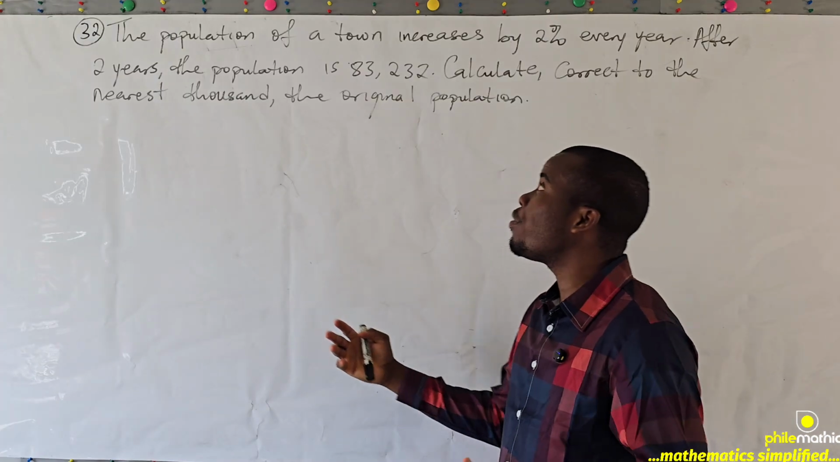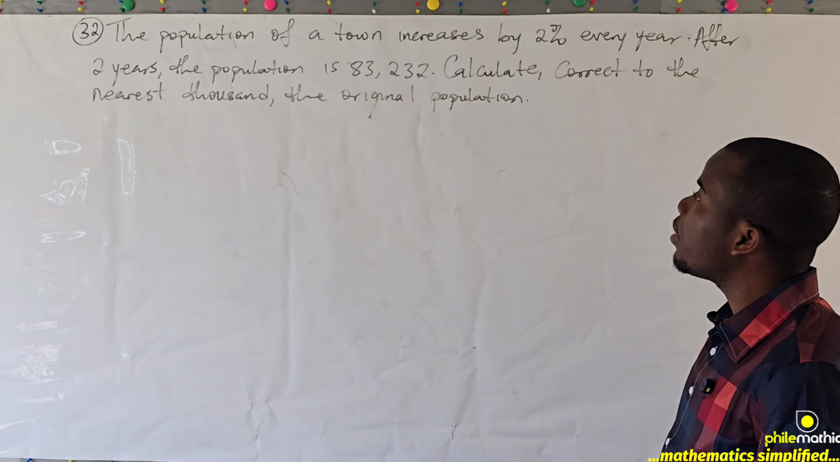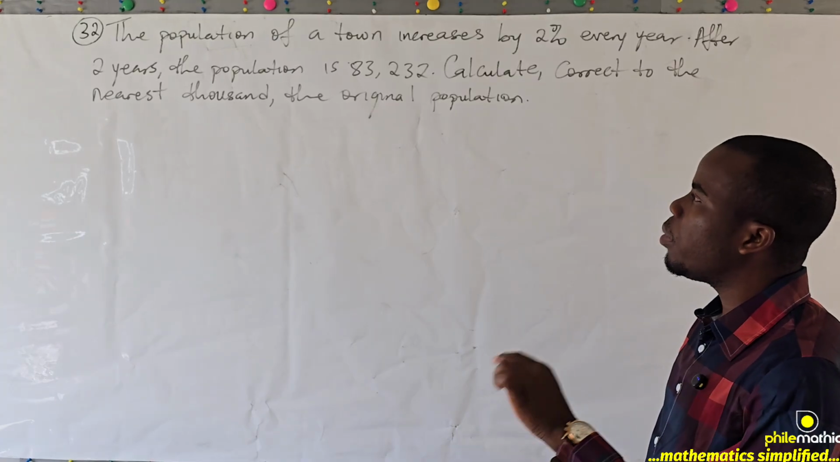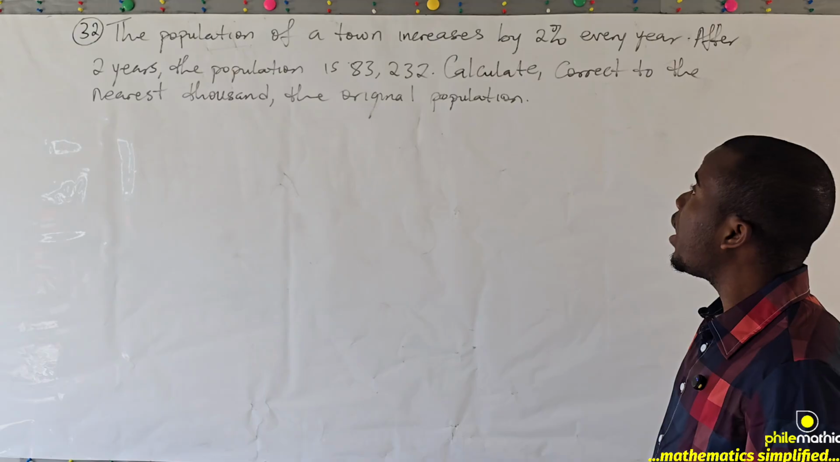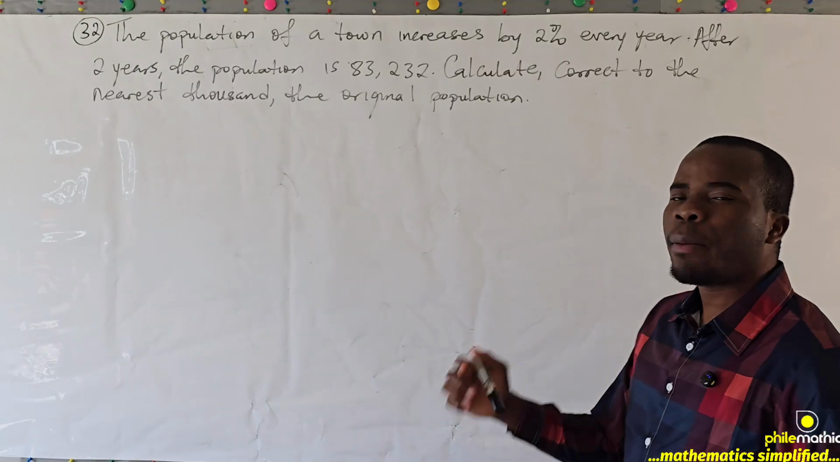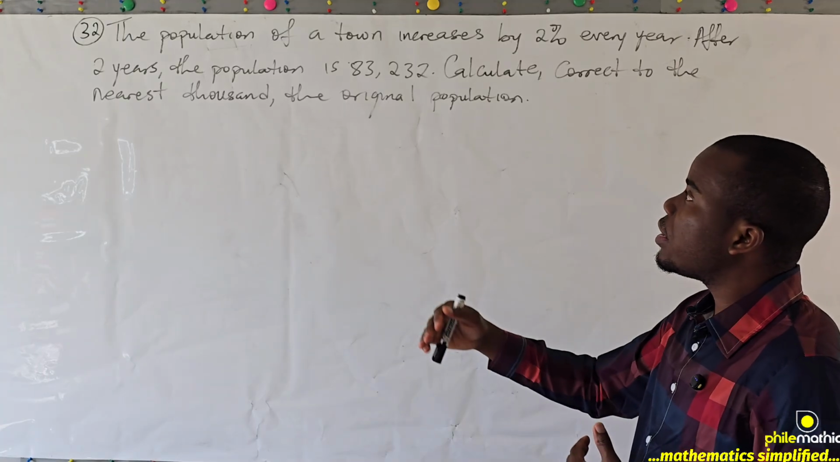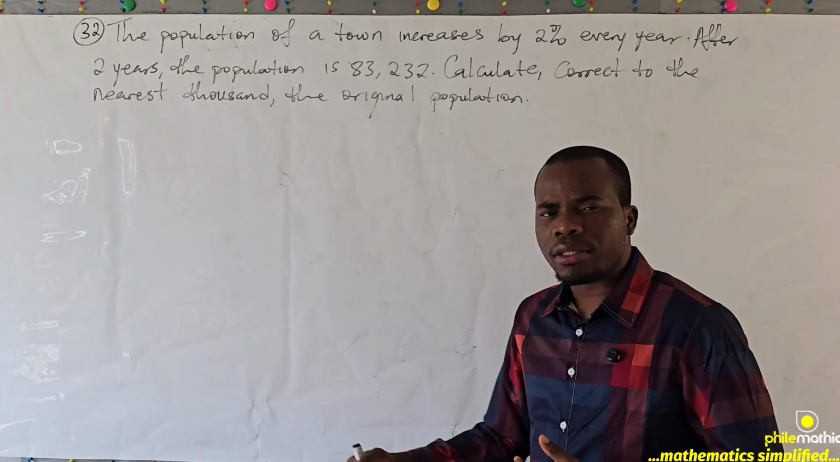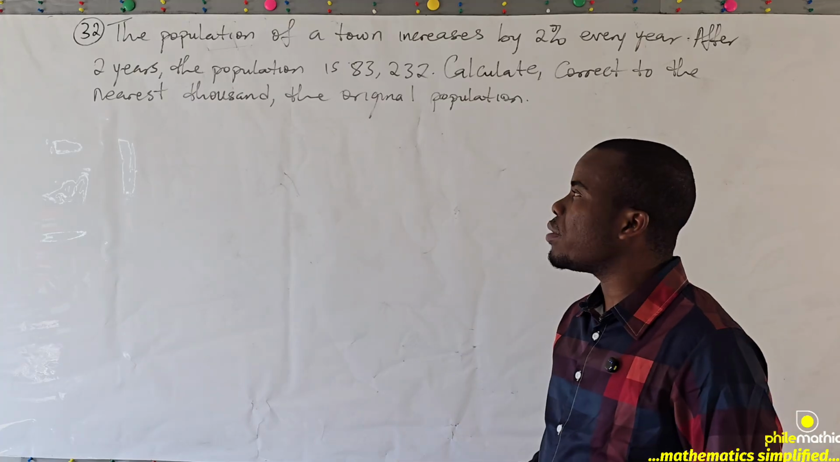The population of a town increases by 2% every year. After 2 years, the population is 83,232. Calculate correct to the nearest thousand the original population. What you notice here is a compounding effect. So we can invoke the formula of compound interest to solve this.